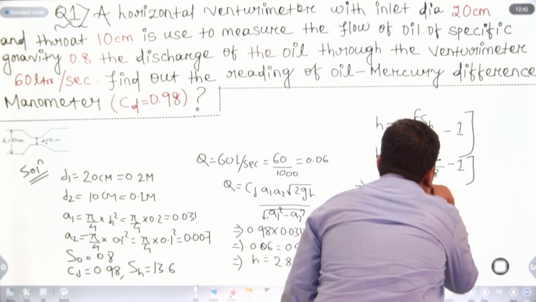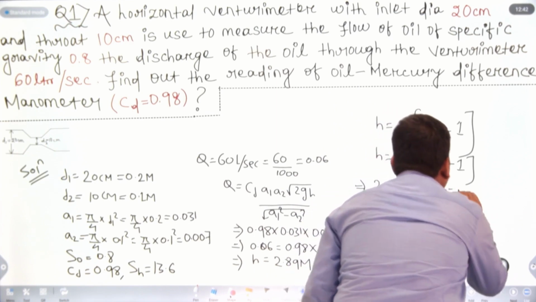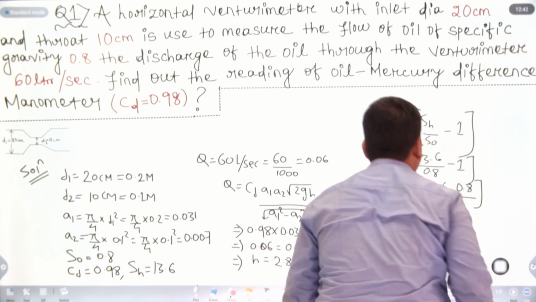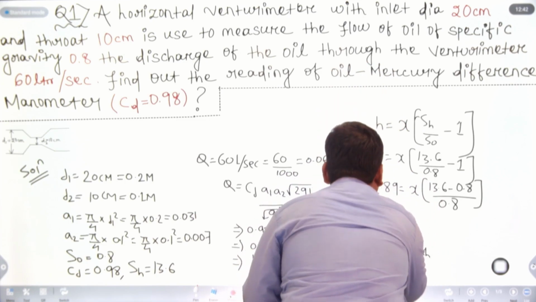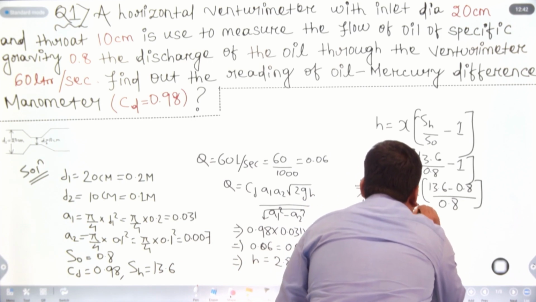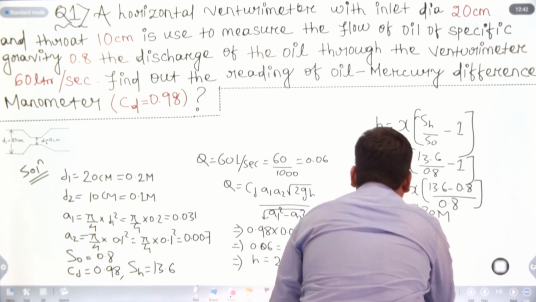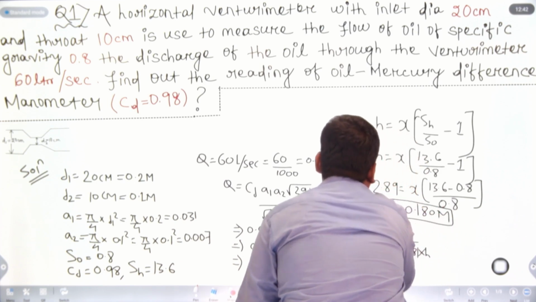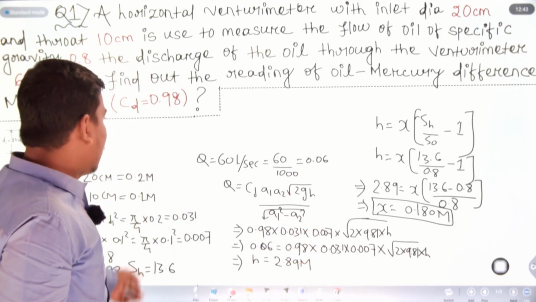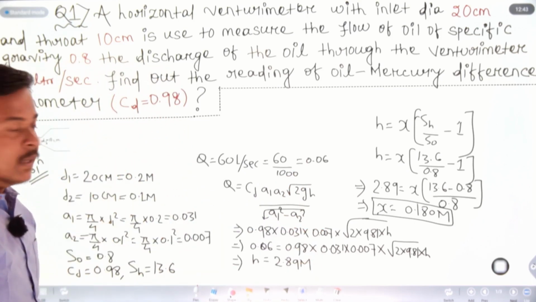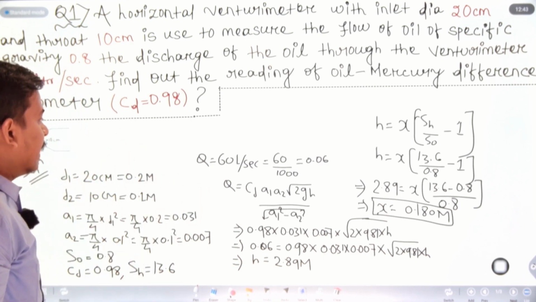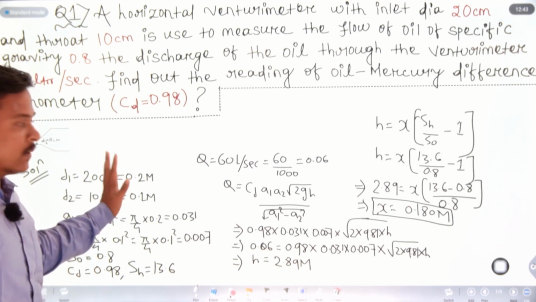x into (13.6 minus 0.8) divided by 0.8. By calculating in a scientific calculator, the value of x is equal to 0.180 meter. This is the required value for x. I think everyone should understand properly, but we have to calculate it in a scientific calculator. Okay, then coming to the next problem. I think everyone is clear.